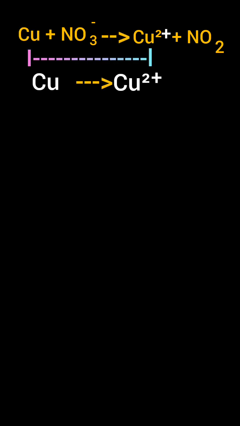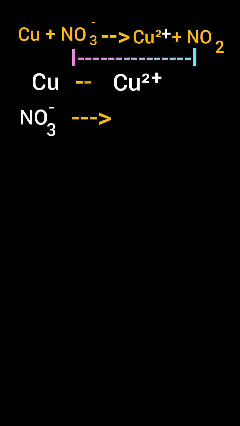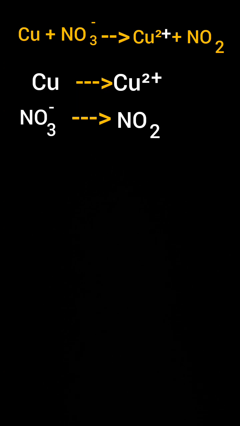Cu gives Cu2 plus. This is one part. Another part is NO3 minus gives NO2. We have to balance the first equation, Cu2 plus. You see on the left hand side the charge on Cu is 0 as it is a neutral atom. On the right hand side the charge is 2 plus. To make it 0 we have to add two negative charges, and you know negative charge is present on electron.